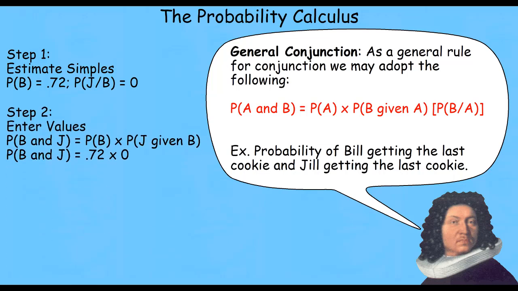Now we enter those values in, and we have 0.72 times 0. We perform our calculation, and so the probability of this outcome, where both of them get the cookie when only one of them can, is 0. In the next module, we'll turn our attention to the disjunction rules.